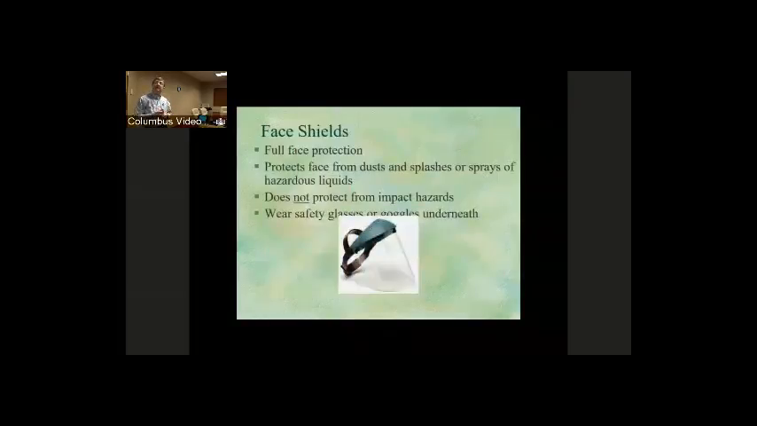Face shields, if you're doing heavy metal grinding and some other types of sanding or grinding where you have a lot of particles being thrown up. In addition to the safety glasses, we have to provide face protection, standard face shields. A lot of maintenance areas where they're using bench grinders or handheld grinders, you need to have these face masks.